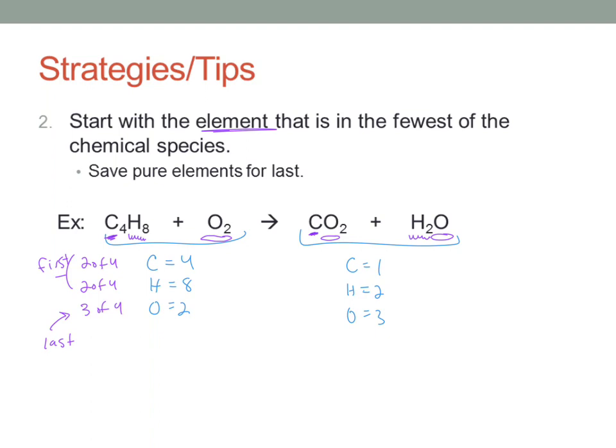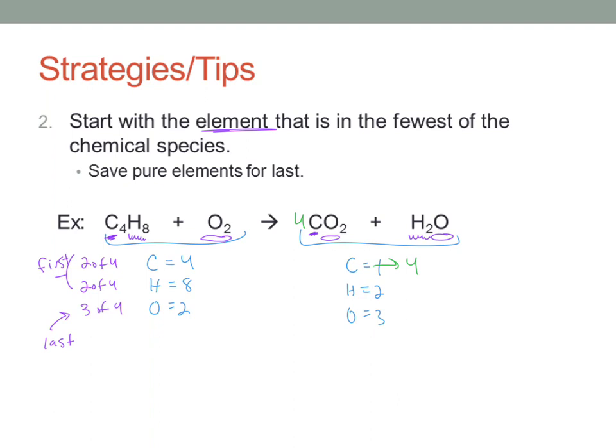So I can start with carbon or hydrogen here. They're both only in 2 of the 4 things, not in 3 of the 4 things or 4 of the 4 things. So I'm going to start with carbon just because I have it written first here. 4 carbons on the left, 1 carbon on the right. So I'm going to put a 4 in front of my carbon dioxide so that this carbon changes to 4. But by putting 4 in front of the carbon dioxide, it's true that I have 4 carbons, but I also have more oxygens now, right?